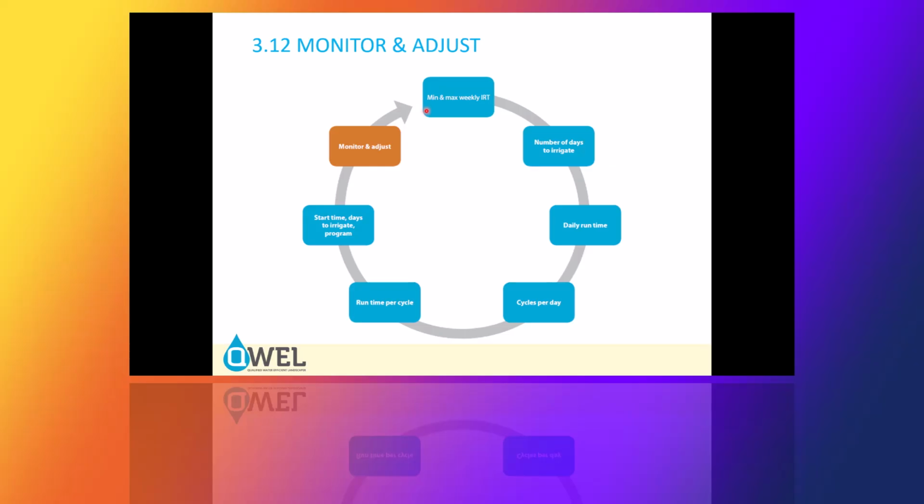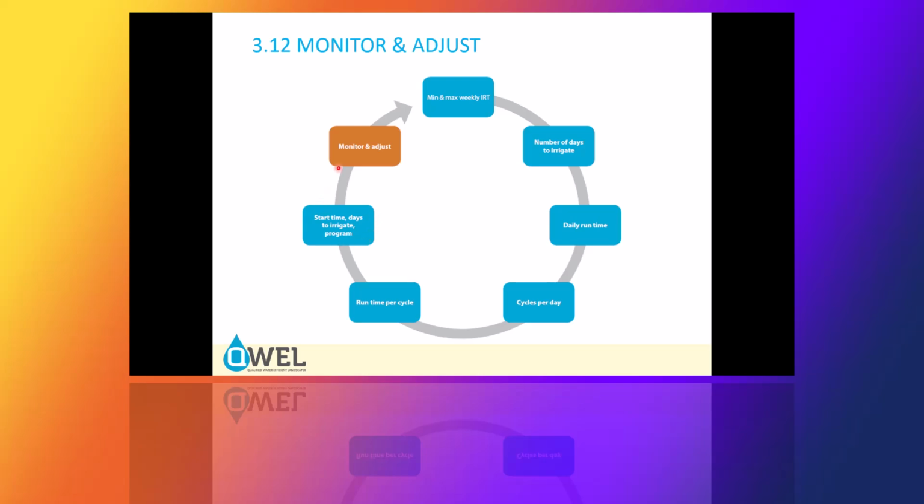So we're starting off with calculating our minimum and maximum weekly irrigation runtime. We figure out the number of days to irrigate. We figure out our daily runtime. We figure out how many cycles per day we want our controller to run. And then we figure out how much runtime per cycle we want to run. And then we start to make those decisions about start time, days a week to operate and irrigate.